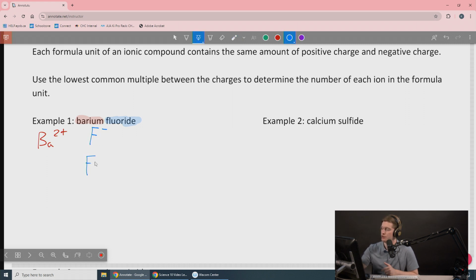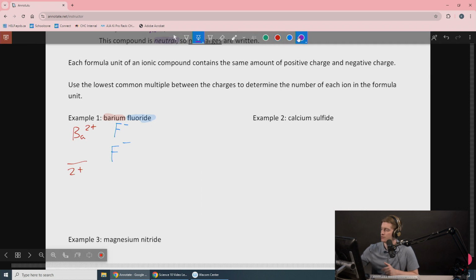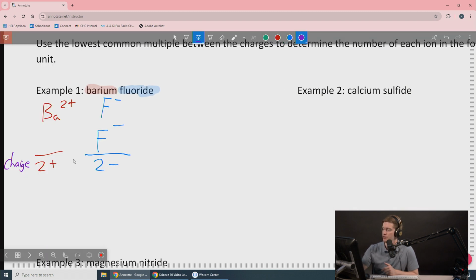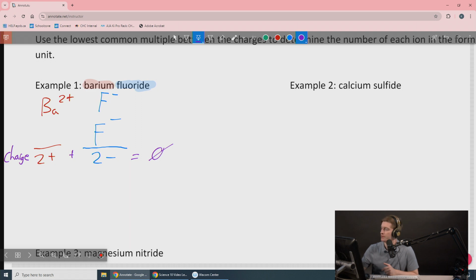If I have 2 fluorides, now my total positive charge is 2+. Let's make a little legend here. This is my charge. I've got 2+, and my total negative charge, if I have 2 fluorides, is 2-, which means our total charge, if I add those together, is going to be 0. I want my ionic compound to have a net charge of 0.